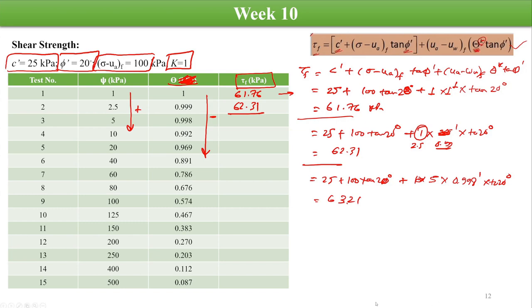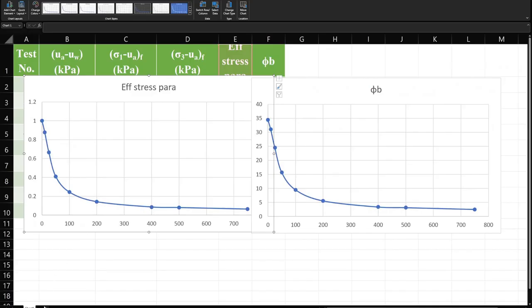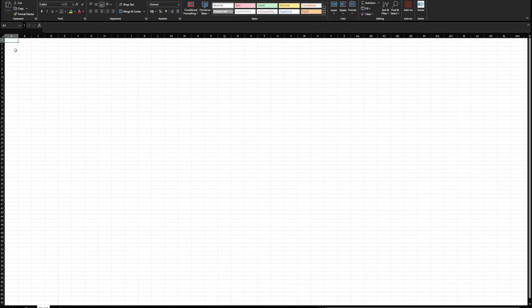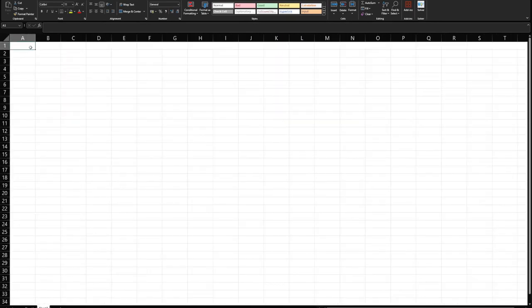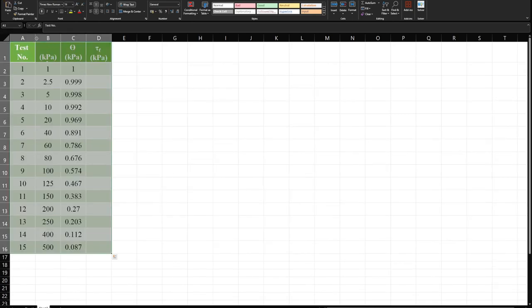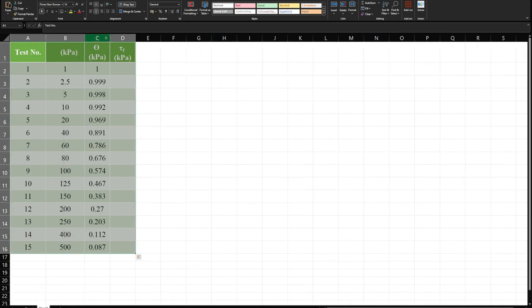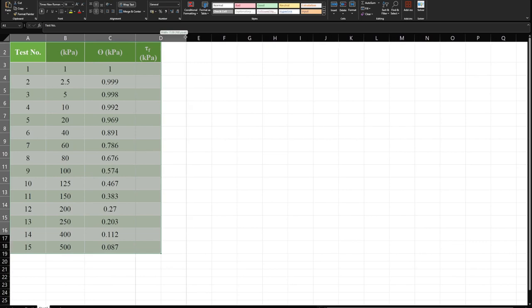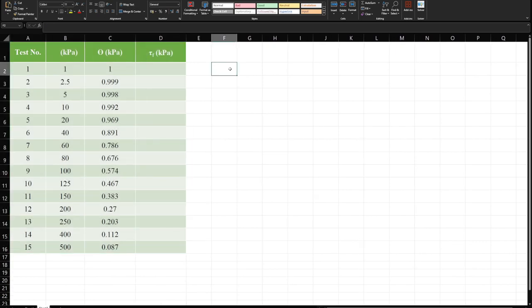So we can use the Excel program to solve these problems. How we can do that is, let's just open Excel again, and coming here we'll open a new sheet. We'll write all the values. So let me just copy paste the values from here. Right, so here we have been given the value of C dash as 25 kPa.